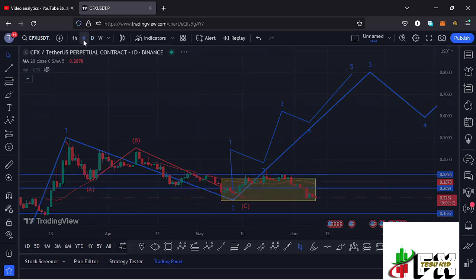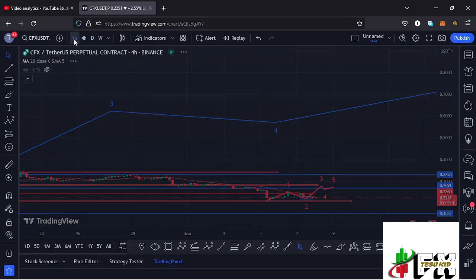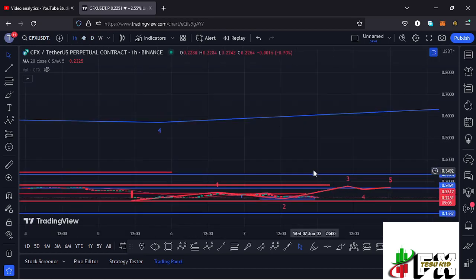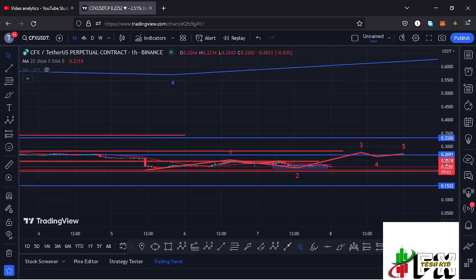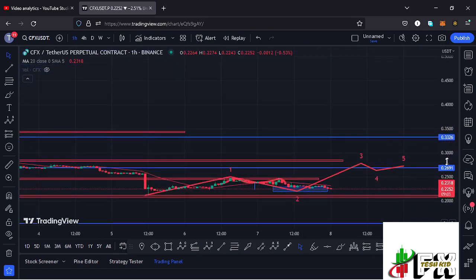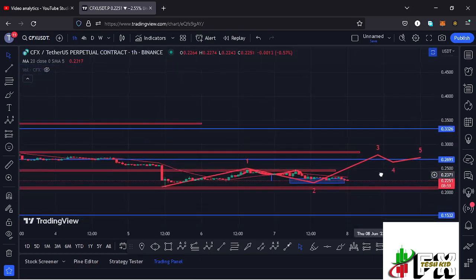Continue watching that red target area that I've given you on the 1 hour chart, and continue tracking to see whether we are going to see a reversal within that target area in the start of an impulse in the formation of wave 3.